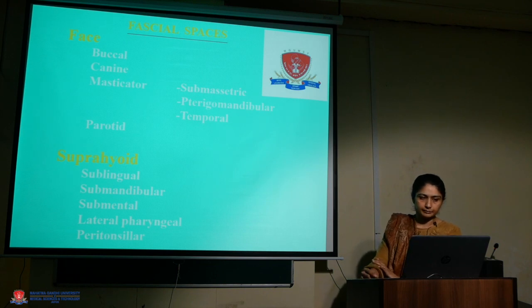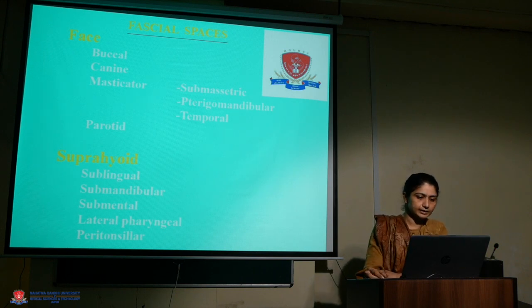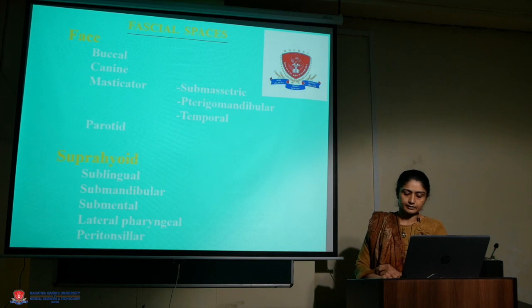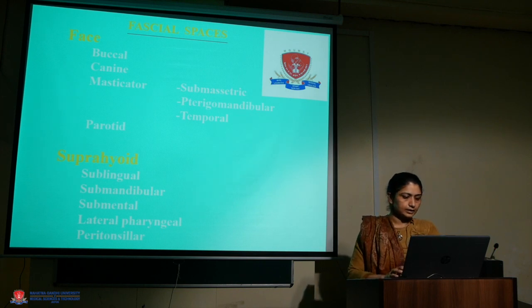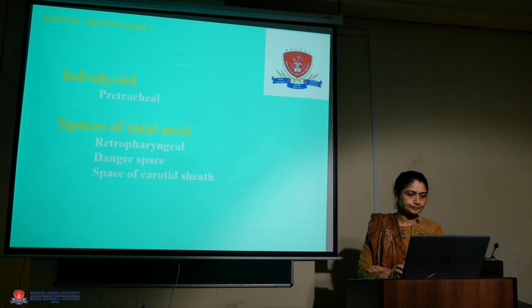So to classify briefly, facial spaces can be classified by the area of the face. They are the buccal space, canine space, masticatory space, that is very important, submasseteric, pterygomandibular and temporal spaces, and the spaces around the parotid. Then the suprahyoid spaces, they are the sublingual, submandibular, submental, lateral pharyngeal and peritonsillar spaces.